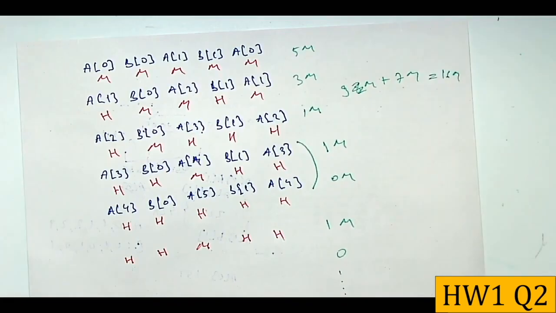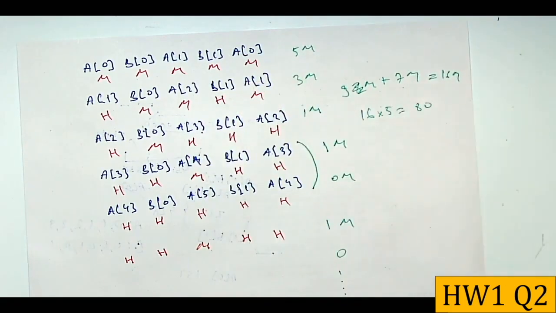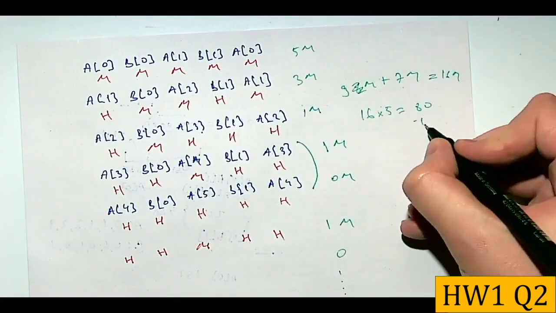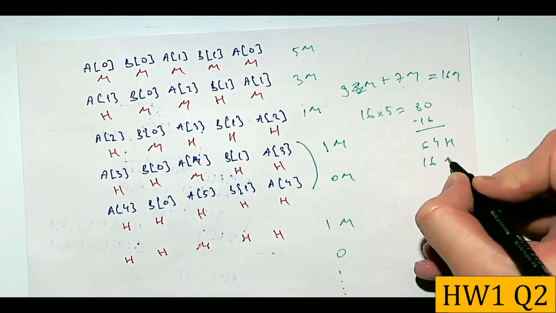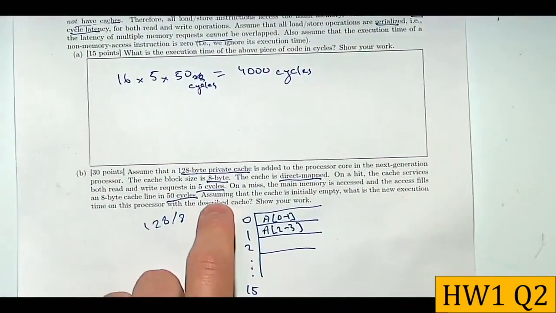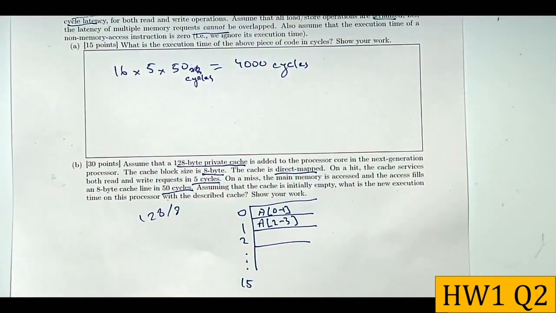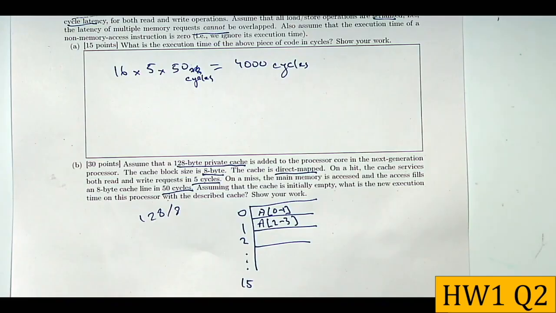And then the rest will be hits. It's quite easy to calculate how many accesses we have in total, right? It's 16 multiplied by 5. We have 80 accesses in total. 16 of them will be misses, and the rest are hits, right? We have 64 hits and 16 misses. So based on that, you just do the math. It takes 5 cycles to serve a request from the cache and 50 cycles otherwise. You do the math, and then you end up with the execution time. Okay?